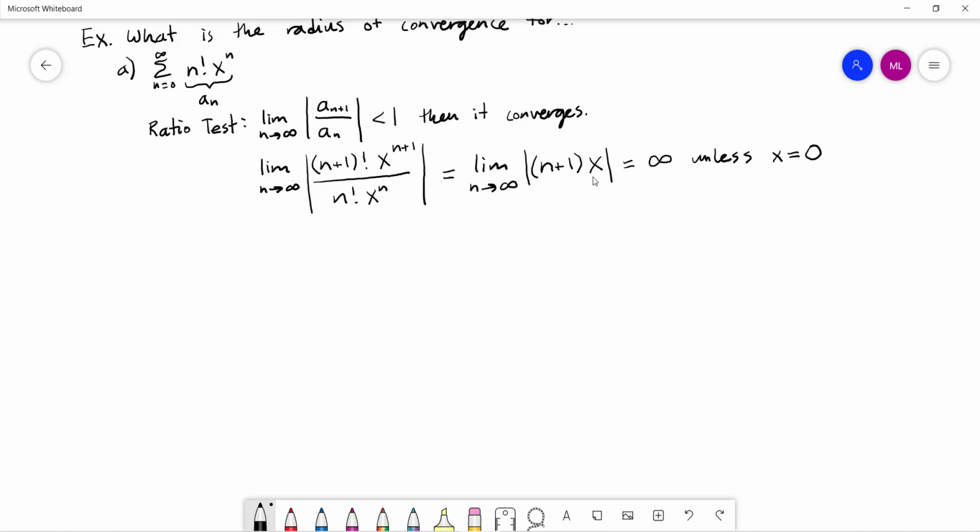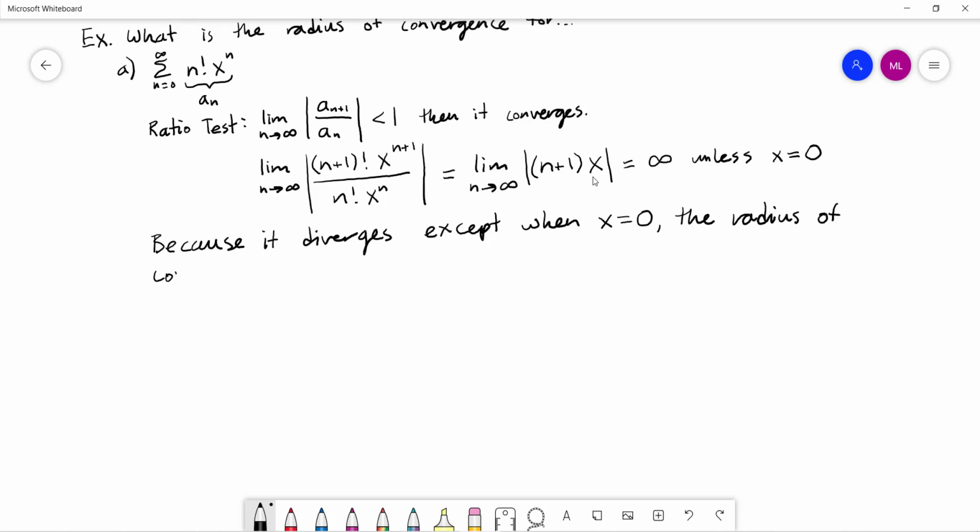So because it diverges, except when x equals 0, the radius of convergence is r equals 0. It only converges for that one single value, so the radius of convergence is 0. You can't build any buffer around this point and get it to converge.